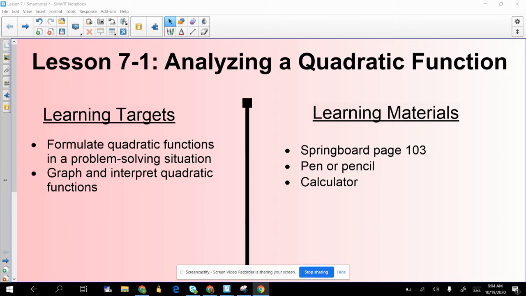Hi guys, welcome back to lesson 7.1, analyzing a quadratic function. And this is actually the first lesson of unit 2. So let's get started. You will definitely want your Springboard book. It starts on page 103. And then you'll want a pen or a pencil and your calculator.